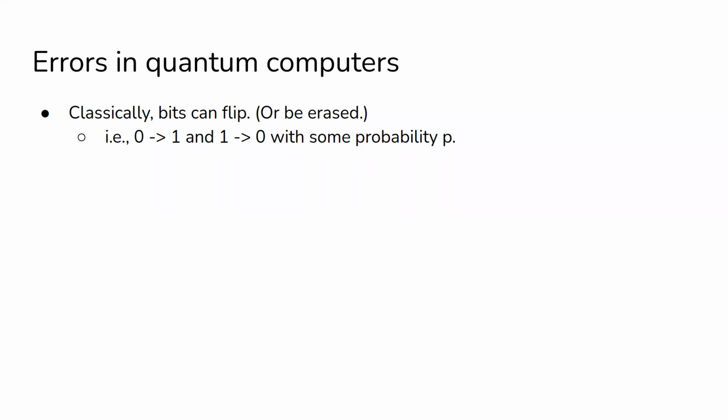And they are powerful devices. However, because there's more that you can do, there's more that can go wrong. So with bits, they can flip. That's sort of the error. They can also be erased, so 0 goes to 0, 1 goes to 0. But let's just say they flip for now, and that's a usual error model.